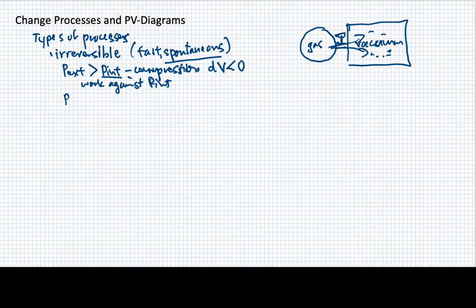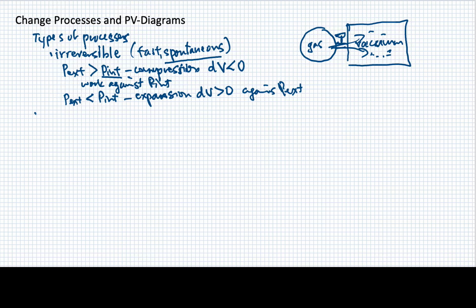If, on the other hand, the external pressure were less than the internal pressure, then the opposite case would happen. We'd have expansion of the system. The change in volume would be greater than zero, and the work would be against the pressure P external. All right. Okay, so these are cases where we've got irreversible expansion or compression happening because of pressure differences between the system and its surroundings.